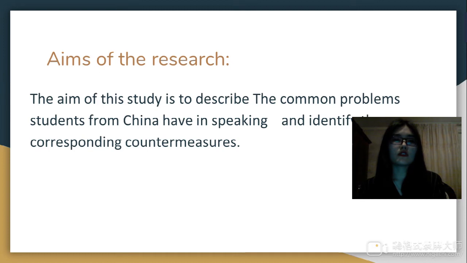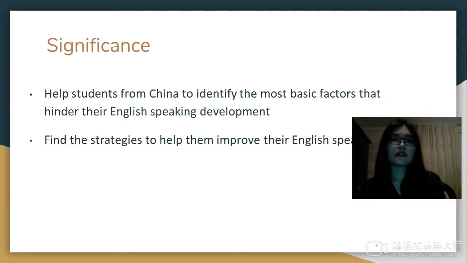The aim of the research is to describe the common problems students from China have in speaking and identify the corresponding countermeasures. Significance: help students from China to identify the most basic factors that hinder their English speaking development, and find the strategies to help them improve their English speaking.